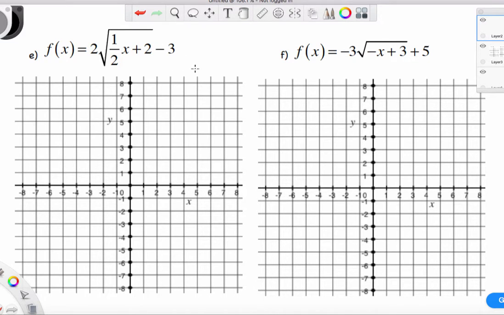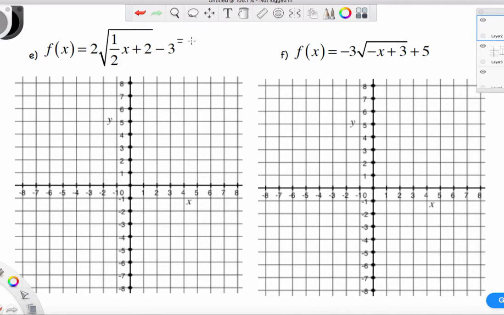Okay, for E and F, I have to make sure before I start analyzing everything that I take care of what is underneath my radical symbols, and that is that I have a number being multiplied by the x, and that needs to be factored off the x. I'm going to have to factor that 1/2 off of that x, and I'm going to have to factor the negative off the x over in F here before I start the problems. So let's go ahead and do that.